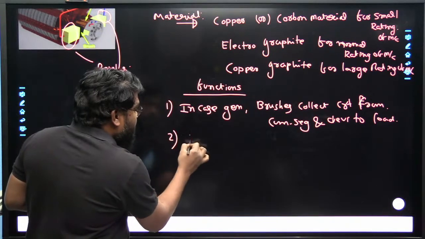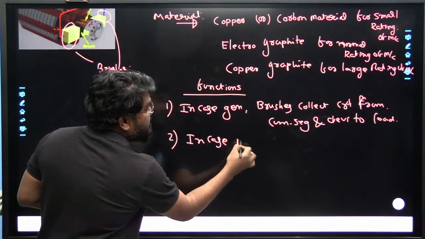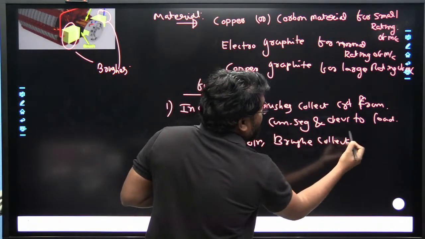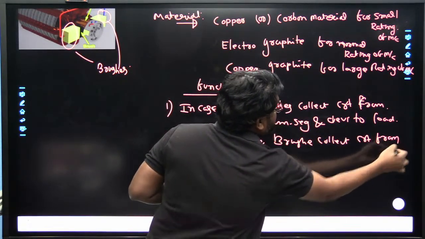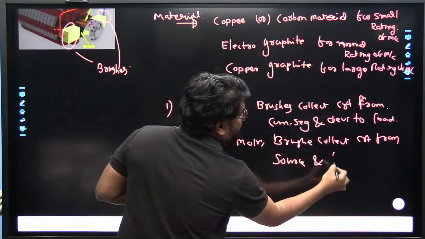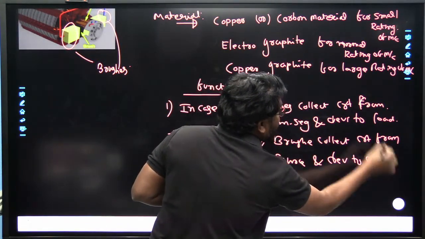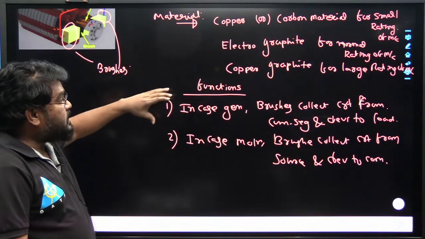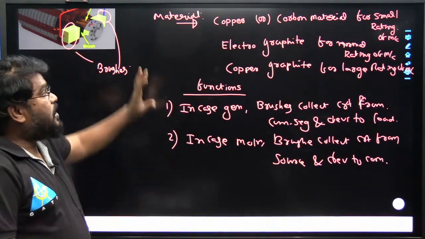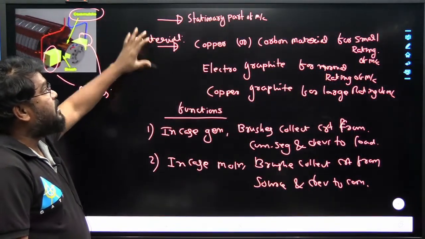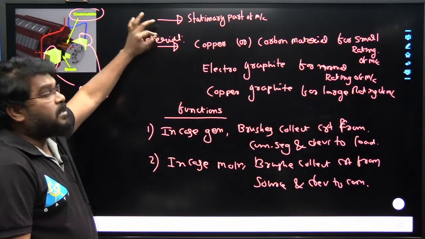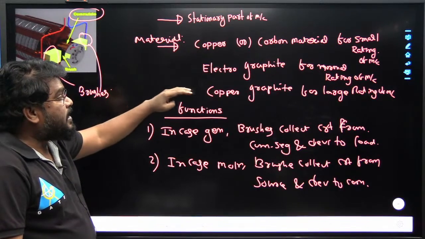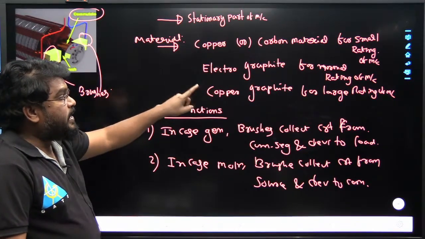And in case of the motor point of view, the brushes collect current from the source and deliver it to the commutator segment. These are all the functions of the brush in case of the generator and in case of the motor. Now, what is the material to construct the brushes, and is it a stationary or rotating part? Brushes are always a stationary part. The materials are copper or carbon, electrographite and copper graphite, for small rating, normal rating and large rating.